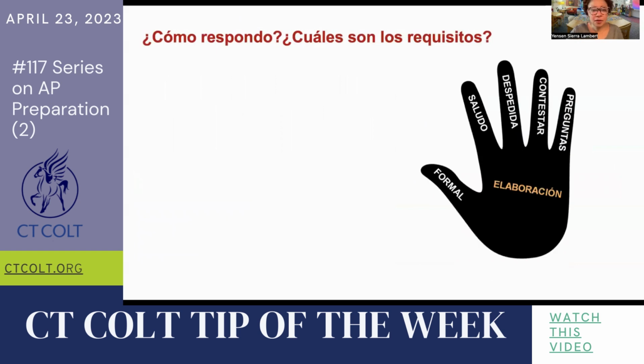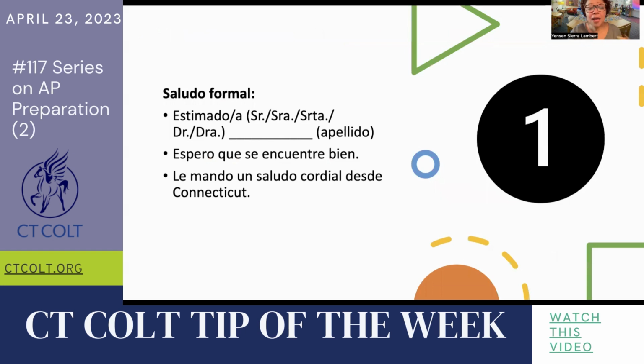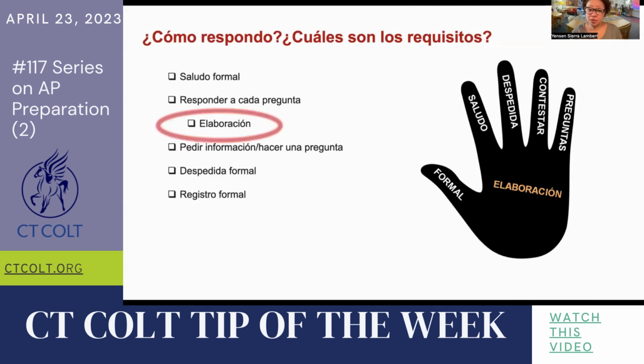So how do you answer this email? How do you reply to the email? So again, saludo formal, responder a cada pregunta. You have to answer both questions, not just one. You have to reply to both questions to get a 5. There has to be elaboration. You have to ask for information. Again, there has to be a goodbye, and you have to have a formal register. So make sure your students have that list memorized in their heads, because they are not allowed to write this down on their hands. So this is just for them to practice in class.